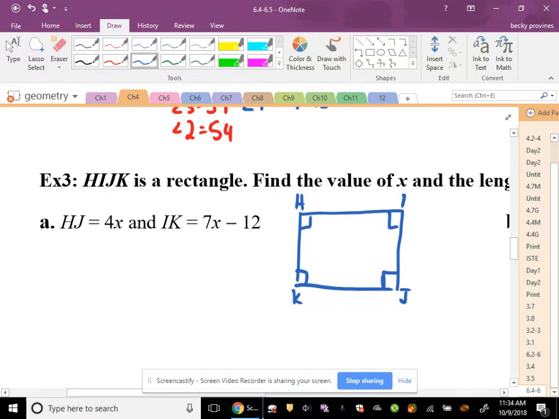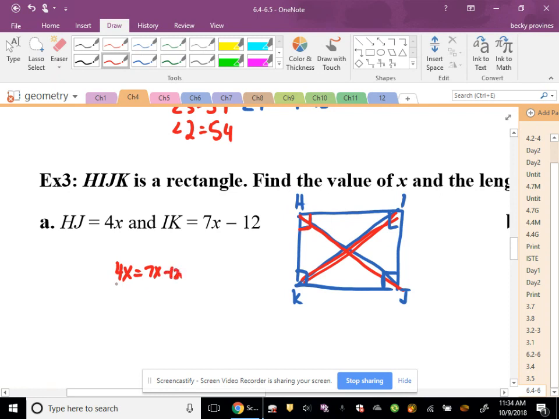So H to J, which is actually a diagonal, is 4x, and I to K, that's another diagonal, is 7x minus 12. Now that you see the picture, what do you know about these diagonals? Hopefully you know that diagonals in a rectangle are equal. So to solve this, we're just going to set them equal to each other.